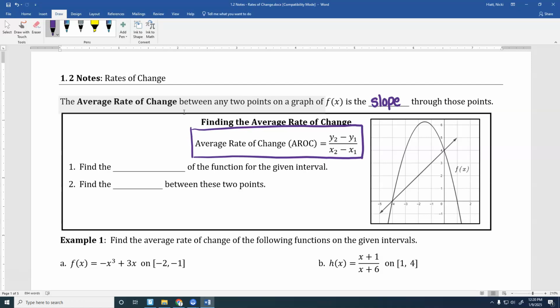When you're looking for that, you need to find the y values of the function for the given interval, and then find the slope between those 2 points.